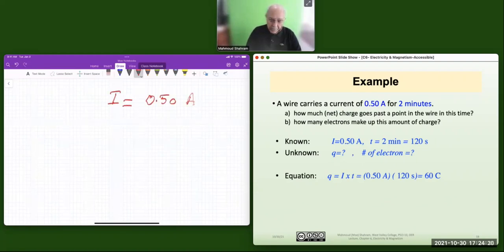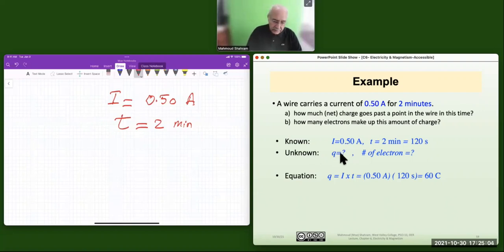0.5 amperes, and in time of 2 minutes. How much net charge goes past a point in the wire in this time frame? What we know: I is half an amp, T is 2 minutes, so we need to convert that to seconds, so that's 120 seconds. And we want to find out what the charge is.